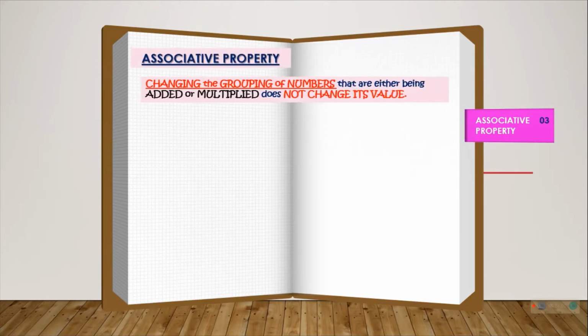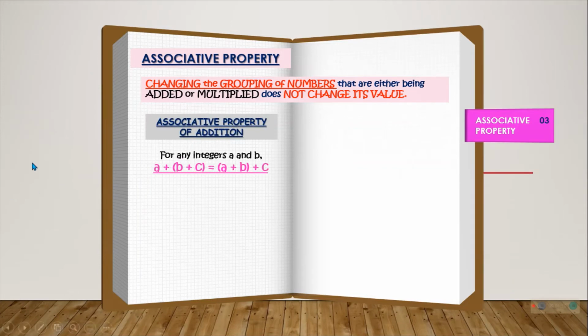Next, associative property. Changing the grouping of numbers that are either being added or multiplied does not change its value. Kung kanina, pinagpalit lang ng posisyon, this time, yung grupo. Okay. Associative property of addition, for any integers a, b, and c, a plus quantity b plus c is equal to quantity a plus b plus c. So, kung mapapansin niyo dito, ang magkagrupo si b at saka si c. Pagdating dito, ang magkagrupo naman ay si a at saka si b. Tingnan natin kung magbabago ba ang value nilang dalawa.